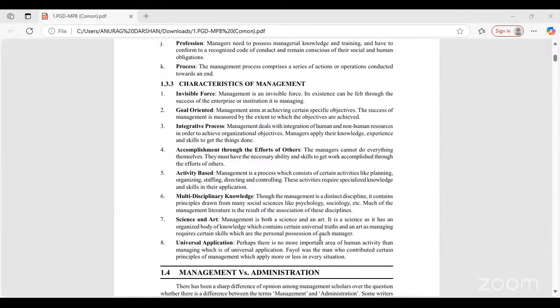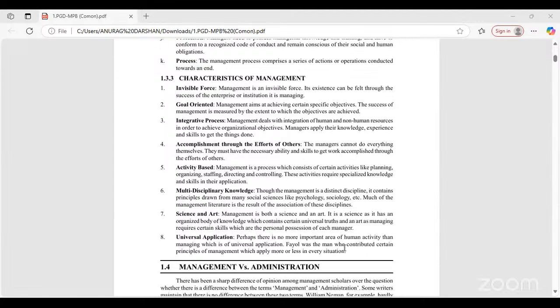And it is multidisciplinary knowledge. Yes, a manager should have multidisciplinary knowledge. He cannot have one single knowledge. Then he's not a leader. A leader should definitely have the other aspects of knowledge where he can focus, where he can control, where he can guide, where he can coordinate.